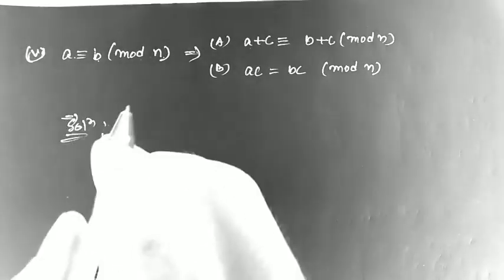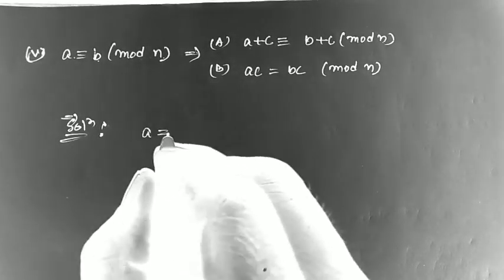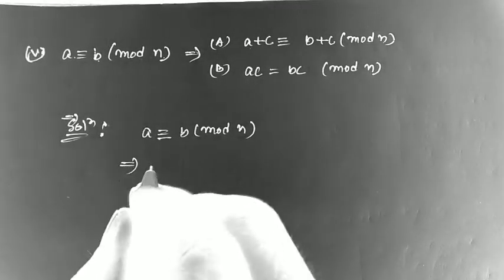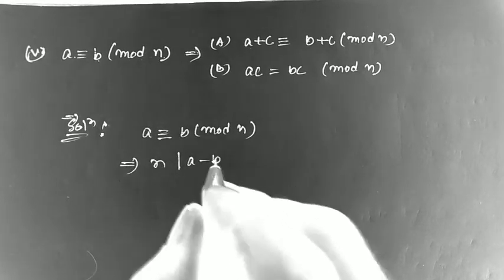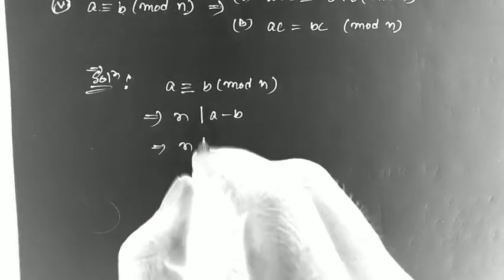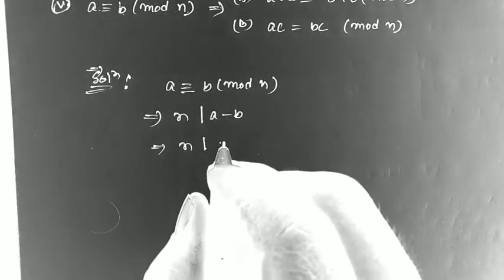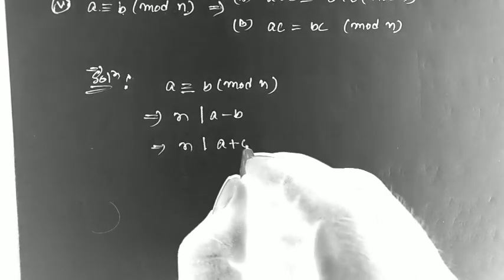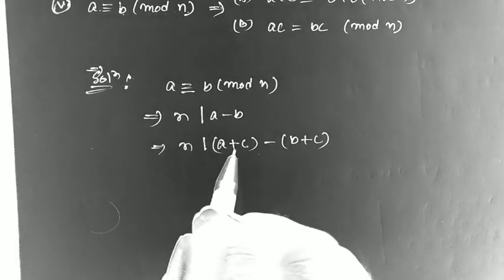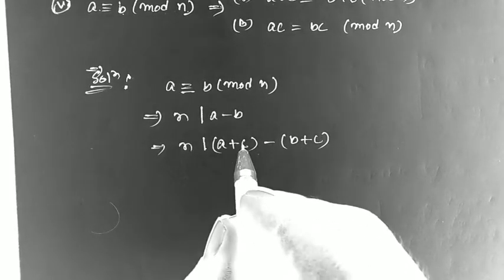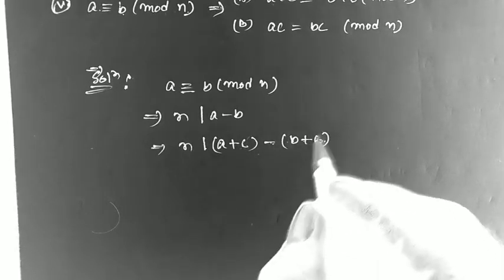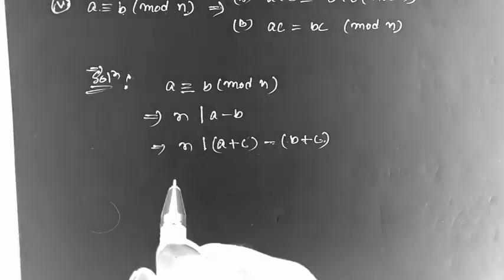So we have to prove it. a congruent to b mod n can be written as n divides a minus b. So n divides a minus b can be written, if we write it this way, as a plus c minus b plus c. Will it affect a plus c minus b minus c? Here if we break it, minus b minus c, then plus c and minus c get cancelled. Again we get the same thing, a minus b.